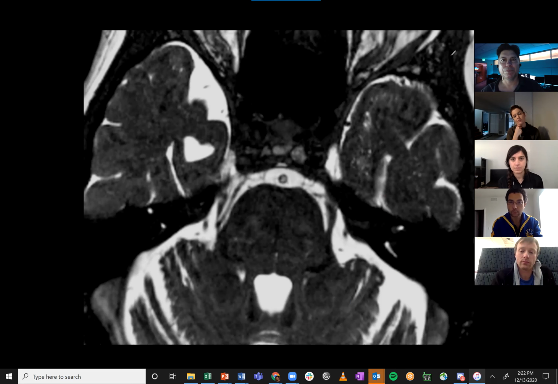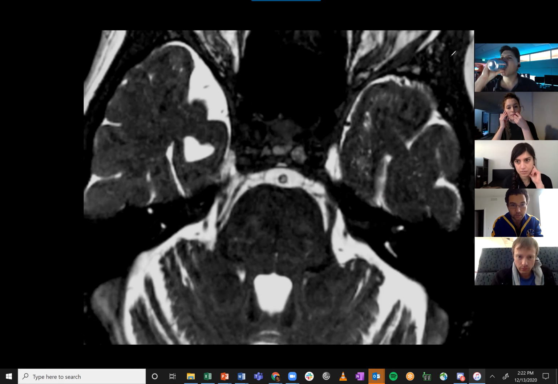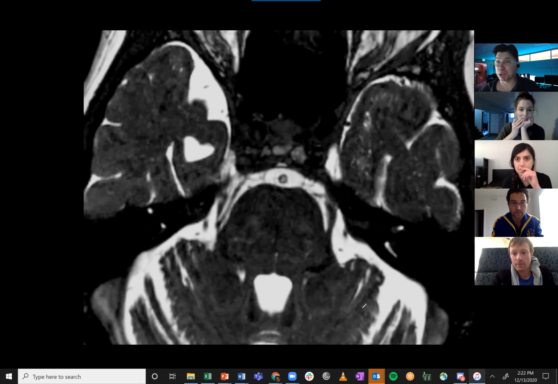So I think that you still have one more case, right? Yep. So this is a T2 space image through the, let's see, we're looking at the root entry zone of cranial nerve 5, I believe. There is the question about diagnosis. Let's say it's a radiologic image and I want you to interpret the image.